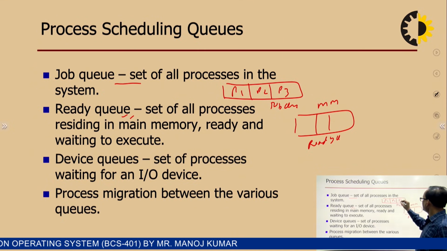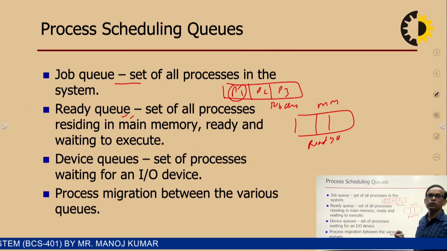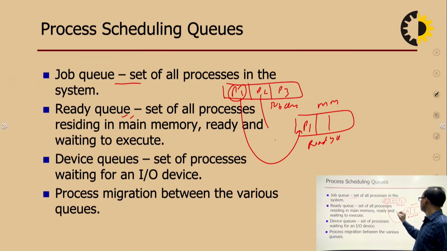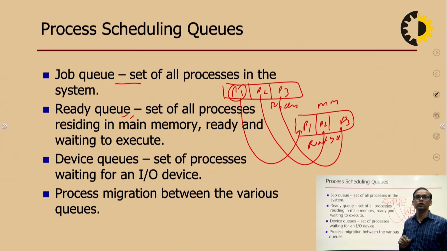And this is the task of the long-term scheduler: to pick the processes from the job queue and put them into the ready queue, P1, P2, P3. This task is carried out with the help of the long-term scheduler. That is why the long-term scheduler is also known as the multi-programming degree controller. The long-term scheduler controls the degree of multi-programming. Multi-programming means how many processes are available at a particular time in main memory. That is known as the degree of multi-programming.